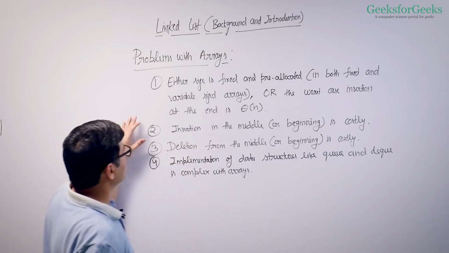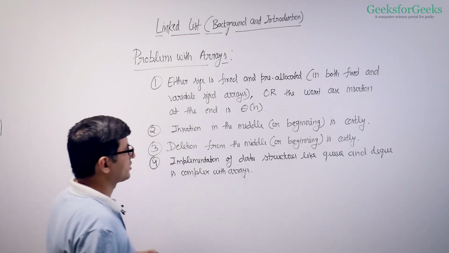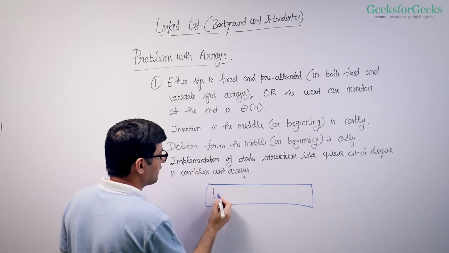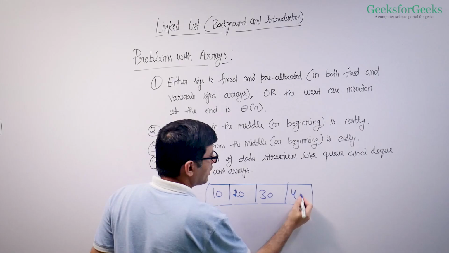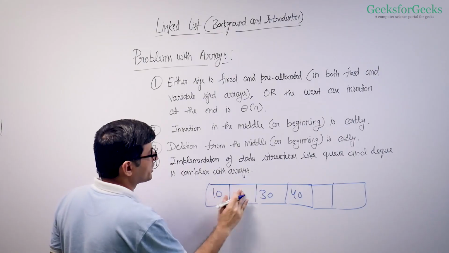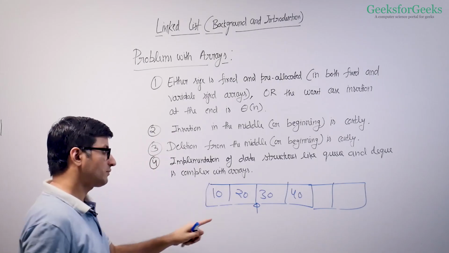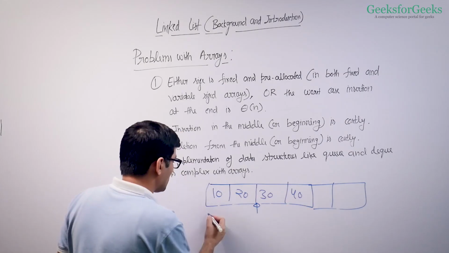The other disadvantage of array is insertion in the middle is costly. So I think we all know it, right? Because they have to be contiguous. So if you have elements like 10, 20, 30, 40, and say you have space for more elements in the array, and I want to insert say 25 here, what will happen? I'll have to move these two elements one position ahead. So I'll have to run a loop.